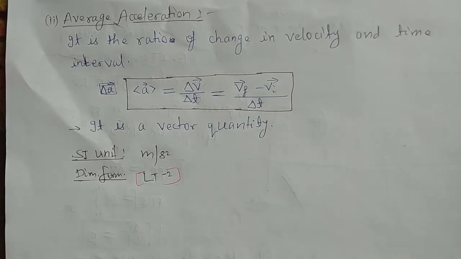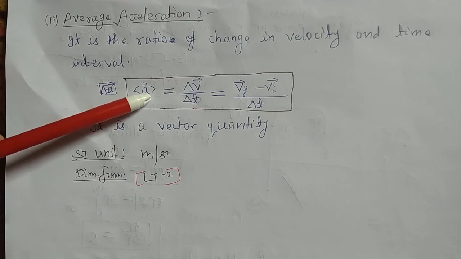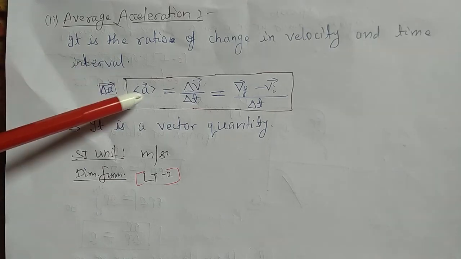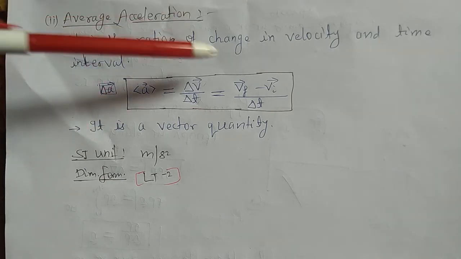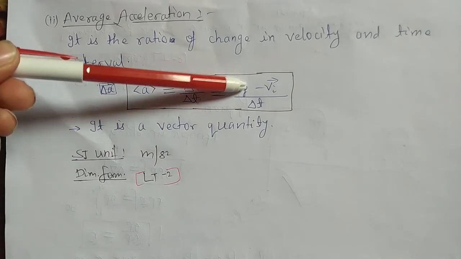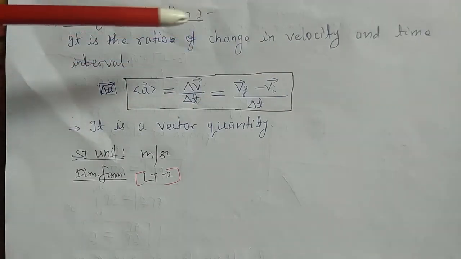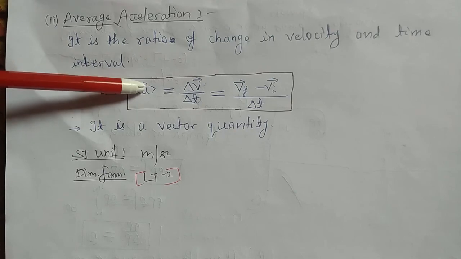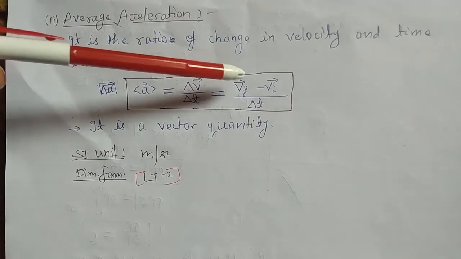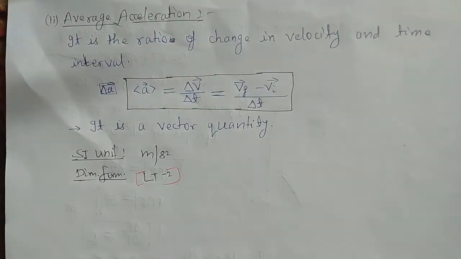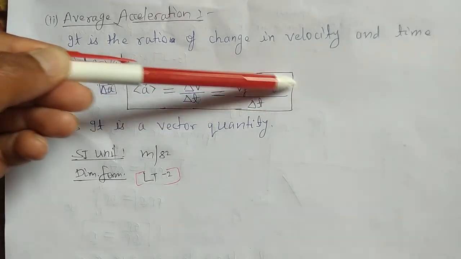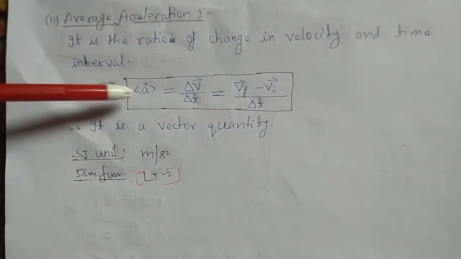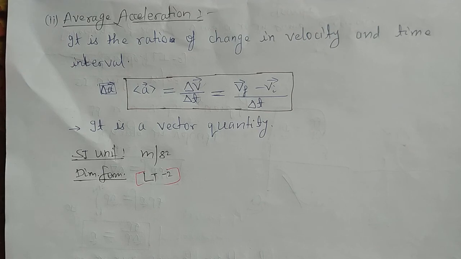Now how to find the direction of average acceleration? The direction of average acceleration is the same as that of v final minus v initial. That is, to find the direction of average acceleration, just find the direction of the vector v final minus v initial. That means the direction of v final minus v initial gives exactly the direction of average acceleration.